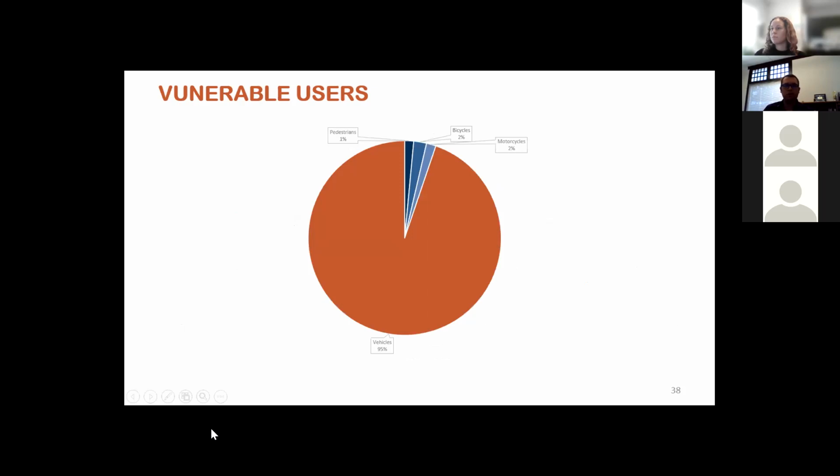And vulnerable users, again, kind of similar to what Boulder sees and probably everyone else, that the peds, bikes, and motorcyclists make up a really small percentage, about 5% of the people involved in crashes in Longmont. And I don't have this in a slide, but 48% of the fatal crashes involve those vulnerable users. And overall, about 30% of the injury or worse crashes are involving the vulnerable users. So definitely an overrepresentation of vulnerable users in the injury or worse crashes.